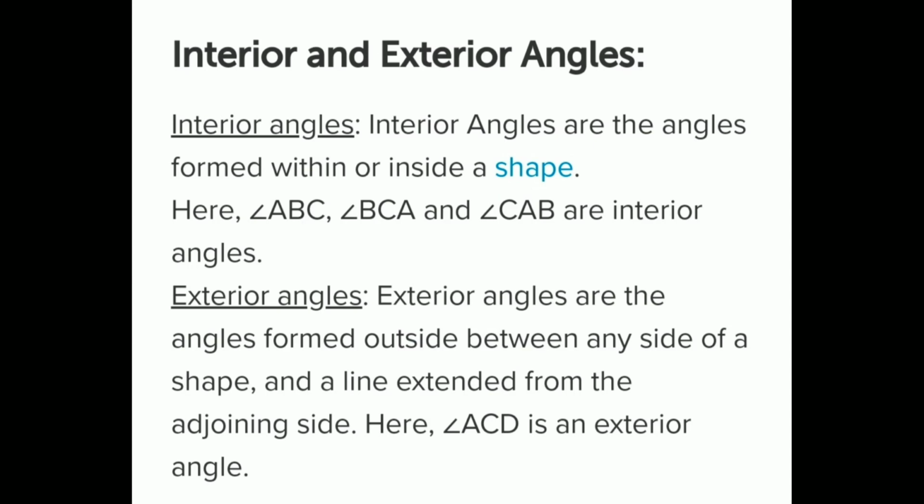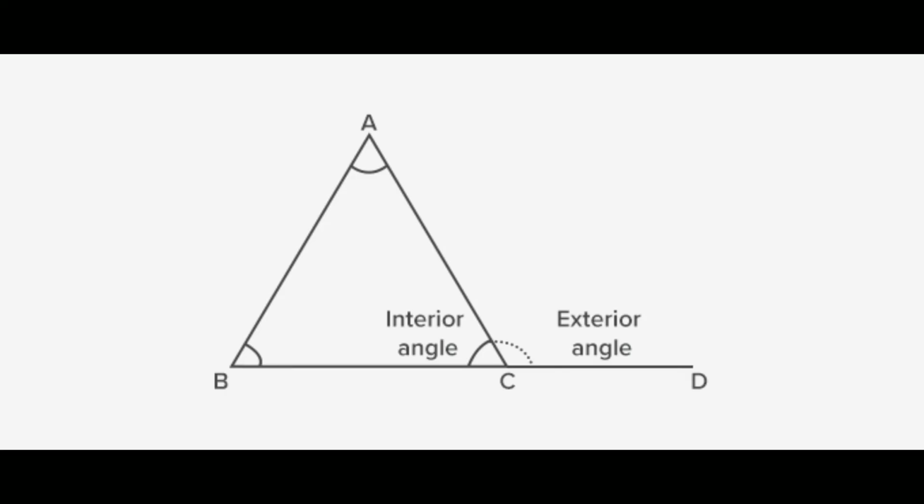What is the exterior angle? Exterior angles are the angles formed outside between any side of a shape and a line extended from the adjoining side. Here ACD is an exterior angle. So these are the examples of interior and exterior angles. You can see how interior angle and exterior angle are distinguished. Whichever angle is formed inside of a triangle is interior, and outside of the triangle is the exterior angle.